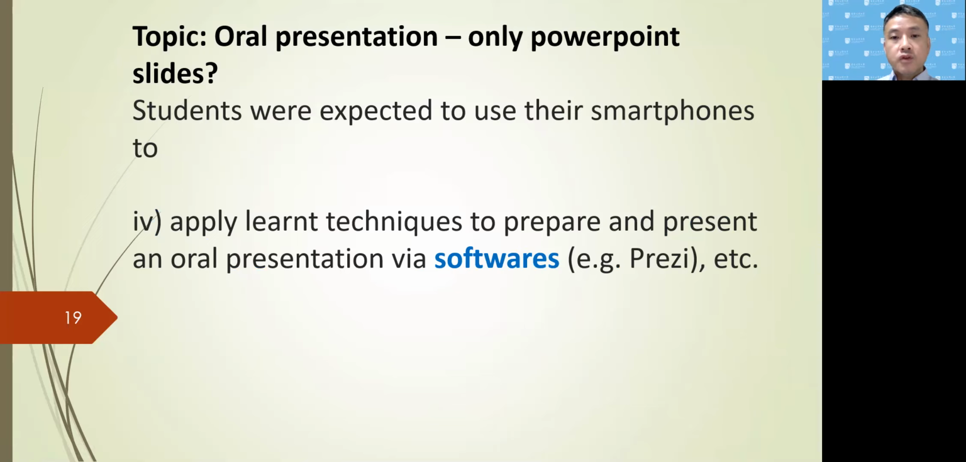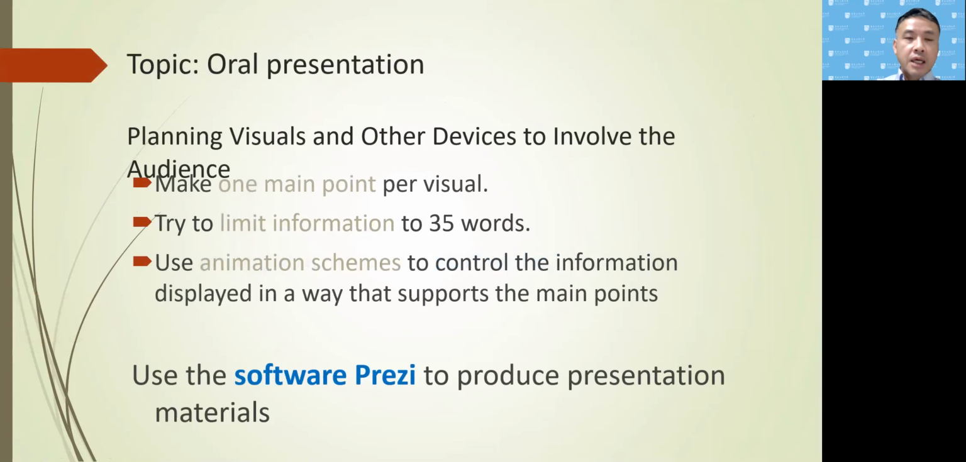For example, we have software like Prezi here, so that students find it more interactive. I will show it to you now. If the topic on oral presentation is about how to plan the use of visuals or other devices to involve the audience, then of course we ask students to make sure they make one main point per visual, or try to limit the information to a number of words, let's say 20, 30, 35 words, etc. Then the students are asked to use the software Prezi here.